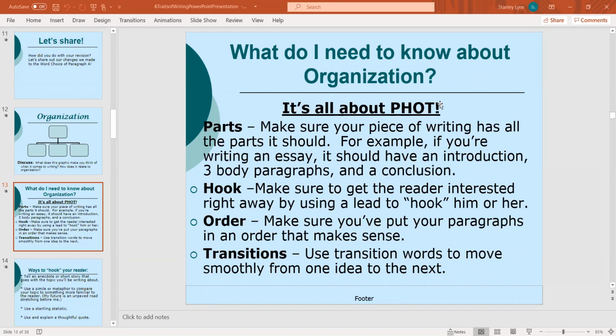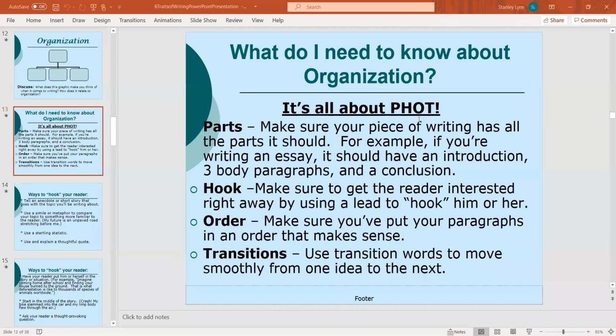For example, if you're writing an essay, which you are, it should have an introduction, 3 body paragraphs, and a conclusion, a hook. I've said this 1,000 times. Make sure to get the readers interested right away by using a lead to hook him or her. If your introduction is a paragraph or your opening paragraph is boring, none of us will want to read paragraph 2. Order. Make sure you've put your paragraphs in an order that makes sense.